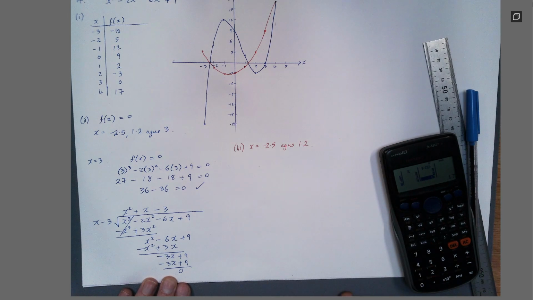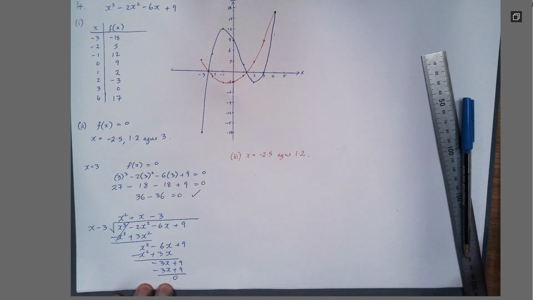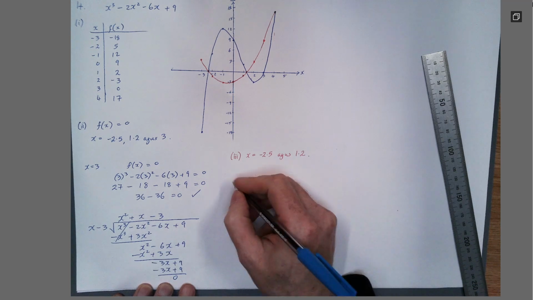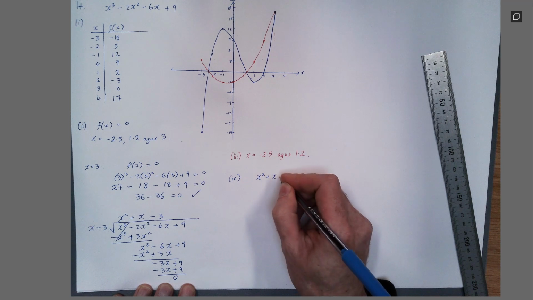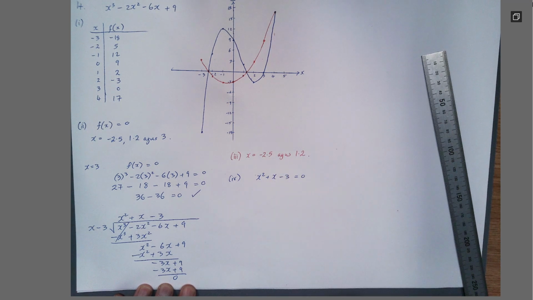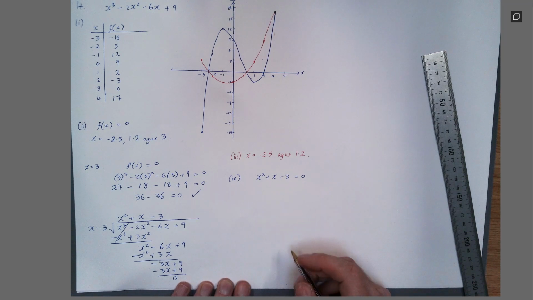Now the next part: find by algebra all the roots of the equation. By algebra, it is hard to factorize, so we use the minus b formula. Let x squared plus x minus 3 equal 0, and use the quadratic formula.